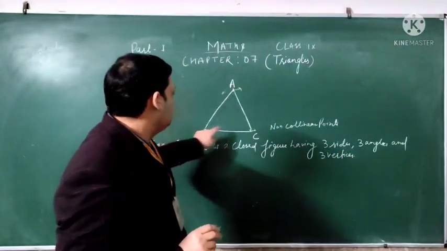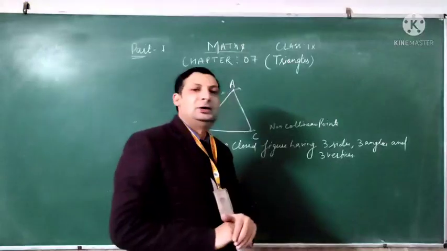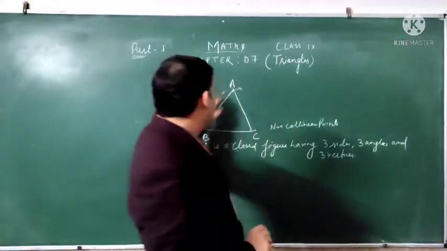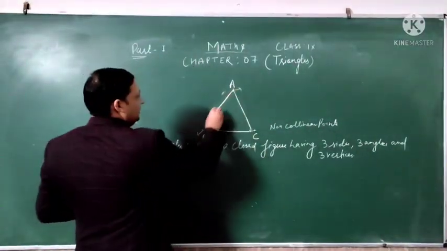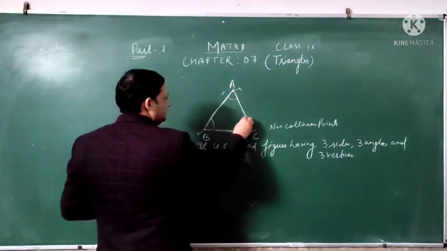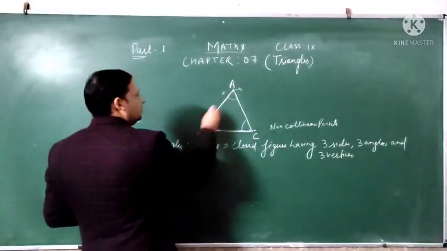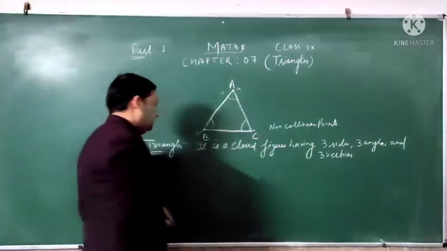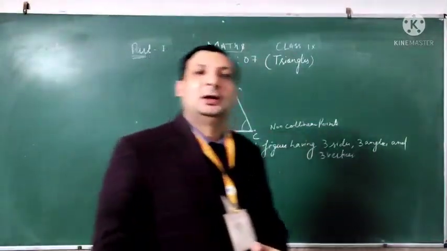What is the name of these 3 points? These points are called non-collinear points. Having 3 sides, this is called side AB, BC, AC. And these are called angles. These are 3 angles. And these are also called vertex points. So I have told you the definition of triangle.